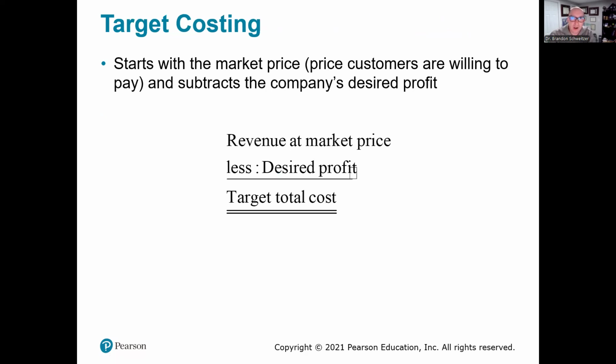So when it comes to target costing, which is the next approach I like to talk about, the idea here is that we have a targeted total cost. And the way that we calculate this is we take our total sales at market price minus the desired profit. That gives us what we would like our total cost to be. Total target cost.